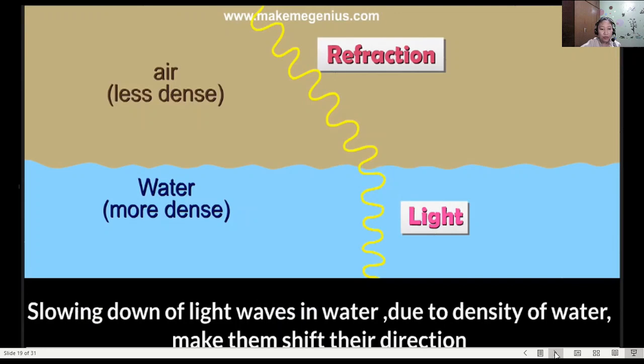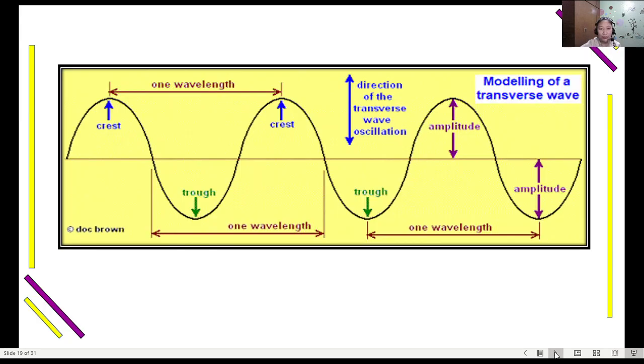So, ganyan yun. Slowing down of light waves in water due to density of water makes them shift their direction. So, more dense yung water kasi medyo magkakalapit ang particles nila than the air, which is very far. So, magbe-bend, then refraction yun.